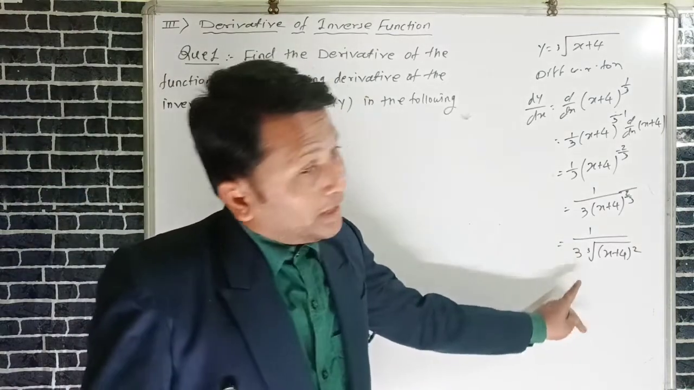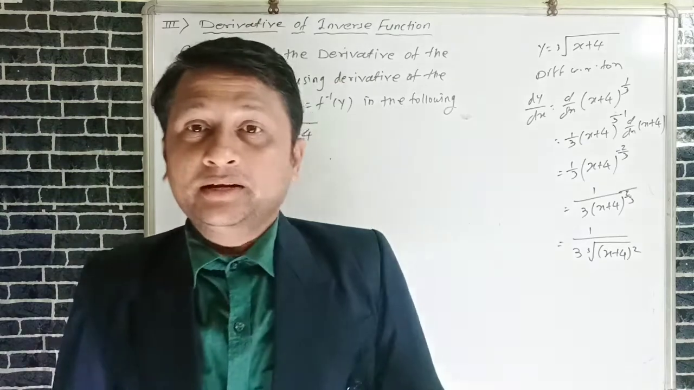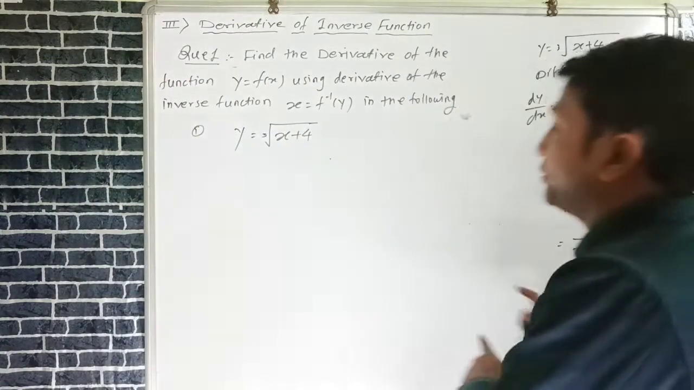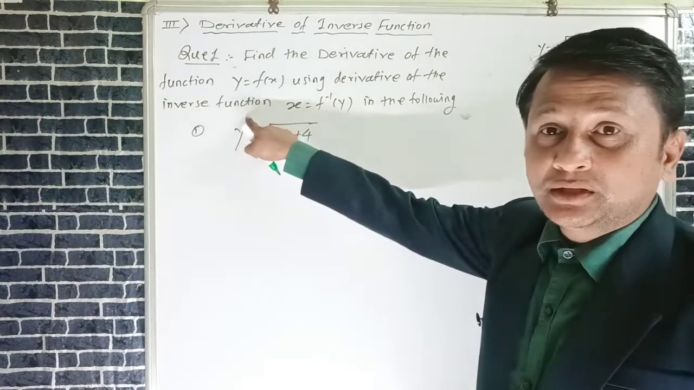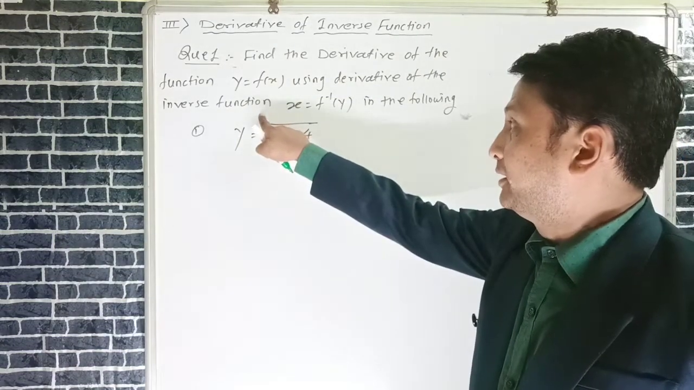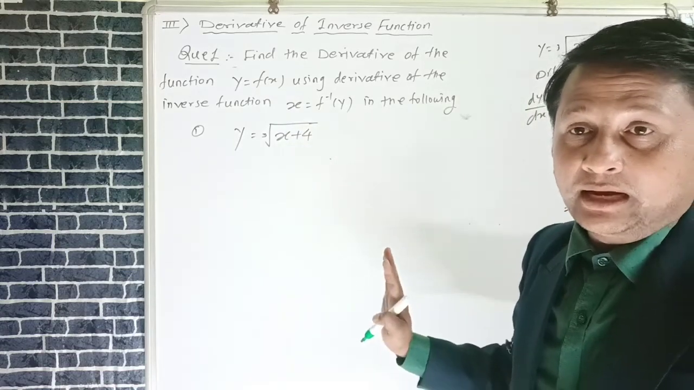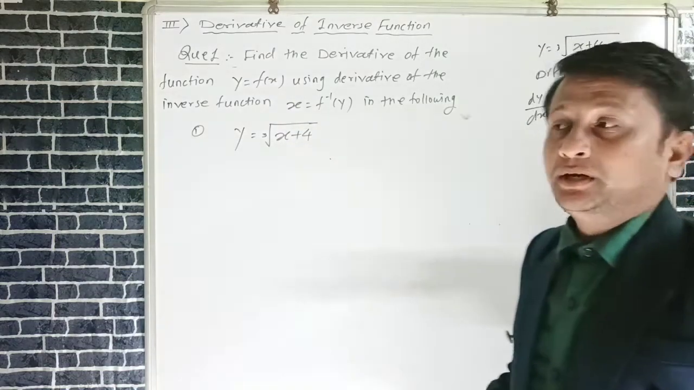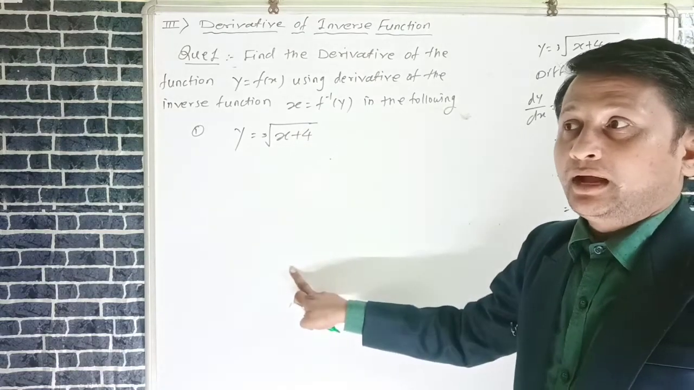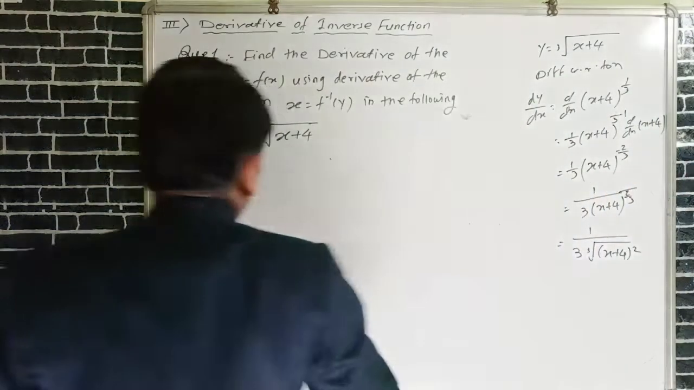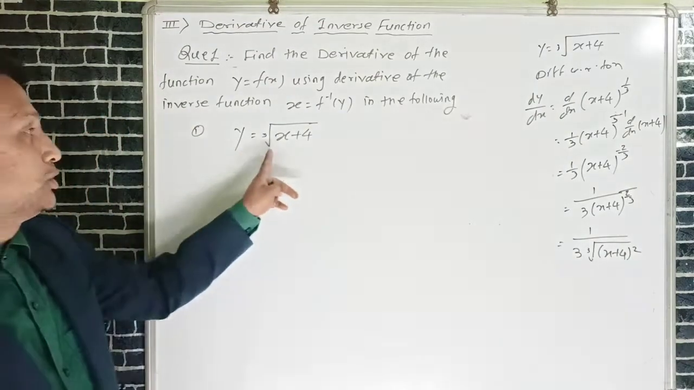It is the required derivative, but we have to find this derivative by using the derivative of the inverse function. Hence we first find the inverse of this function, and after that we differentiate the inverse function and find the derivative of the given function. The given function is y is equal to cube root of x plus 4.